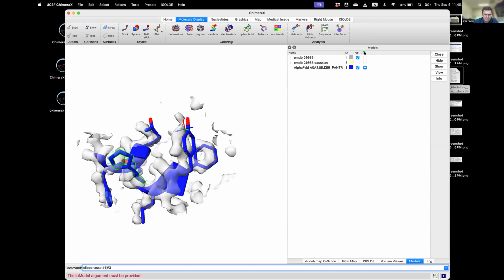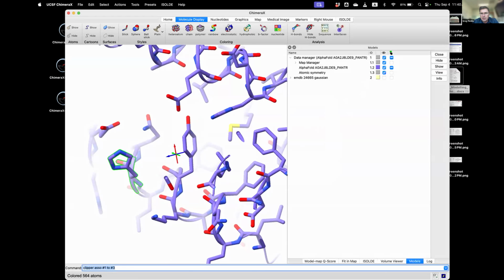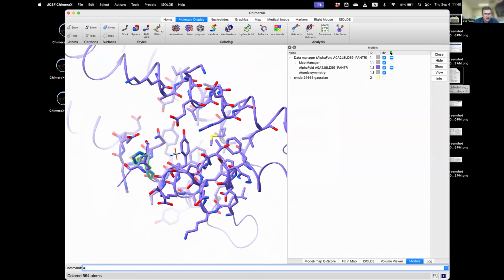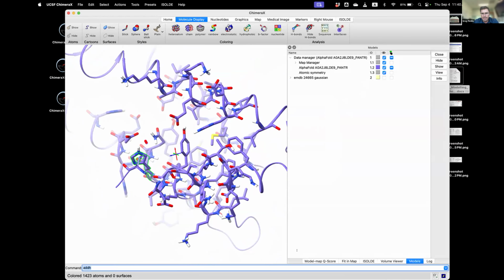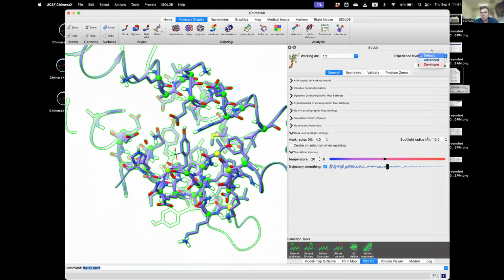Oh, yeah, that's right, 2. Okay, so now it's associated. You also have to make sure that there's hydrogens in the system. And then you can do Isolde start. I think it was already started for me, actually. So I can choose the model. Working on number 2.